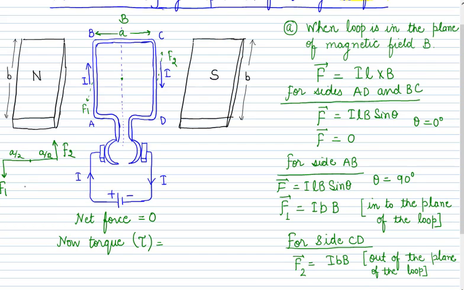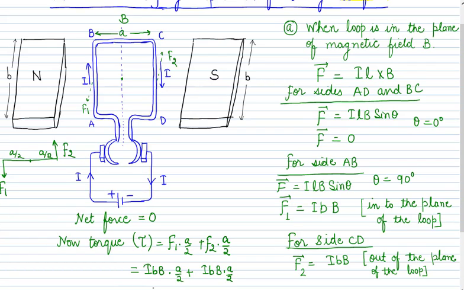So in order to write the torque, we can use this simplest representation. So this is equal to F1 acting on the distance a by 2 plus F2 acting on the other distance a by 2, that is the second half. So put the value of F1. Value of F1 is I b B. So I small b capital B multiplied by a by 2 plus put the value of F2, I small b capital B multiplied by a by 2.